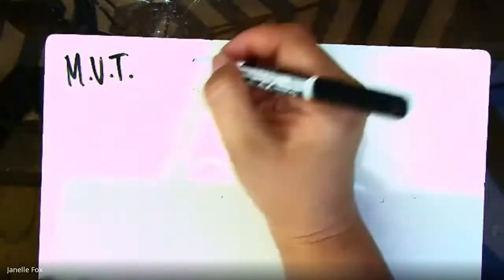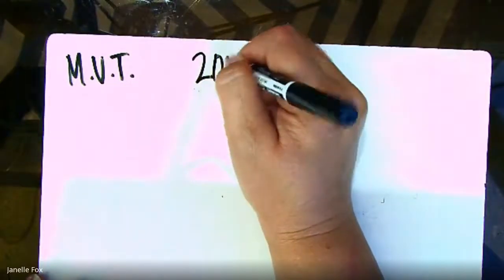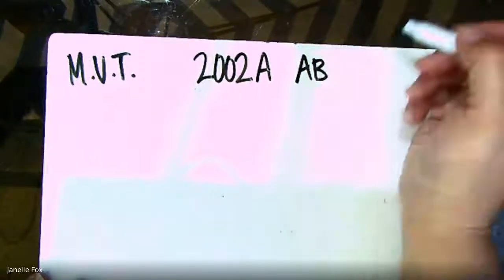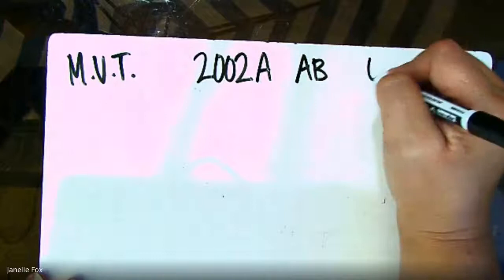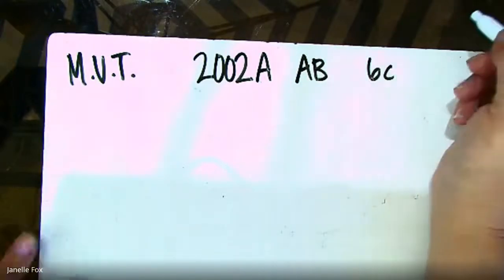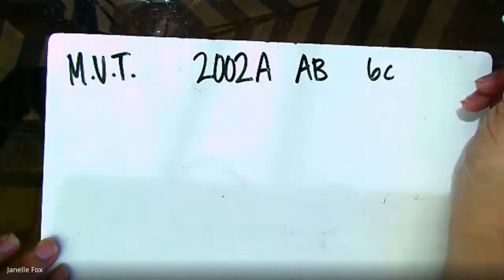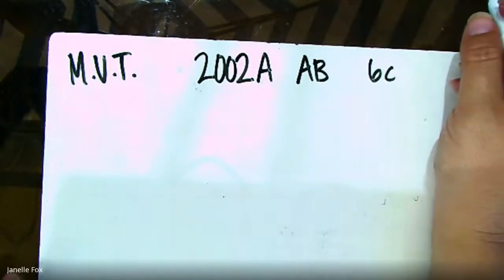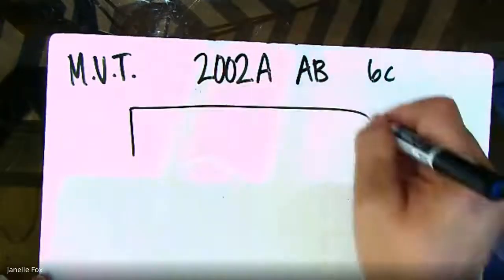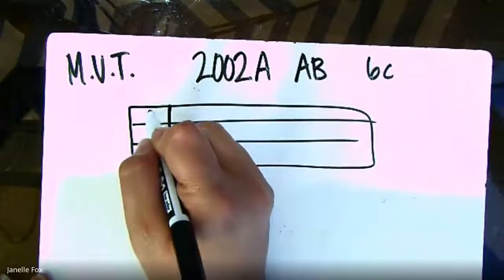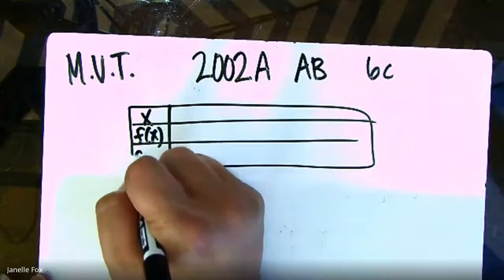I have this resource that I can look at. This was a question from 2002, Form A of the AB test, question 6, part C. This actually took me a while to find a mean value theorem one, but we found one, so I'm going to share it with you. Basically, there was a table of values, and in this table it gave us values for x, and then f of x, and then f prime of x.